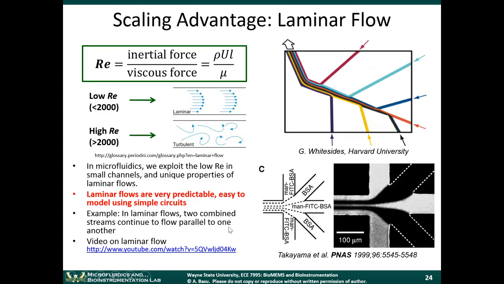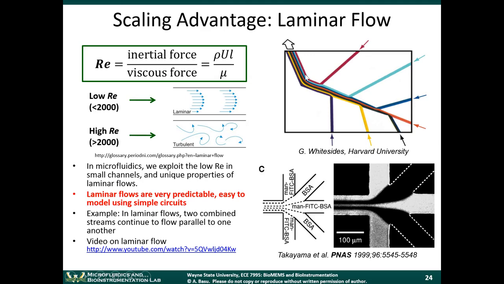As an example, in laminar flows, two streams will continue to flow parallel to one another, because you see how these flow vectors are all running parallel. If you were to combine streams, as we've done in this example where you're combining 5 different streams together, the 5 streams flow parallel to one another. This is another example, where you have 6 different streams being combined into a single channel, and you can see that the fluid flows parallel to each other.